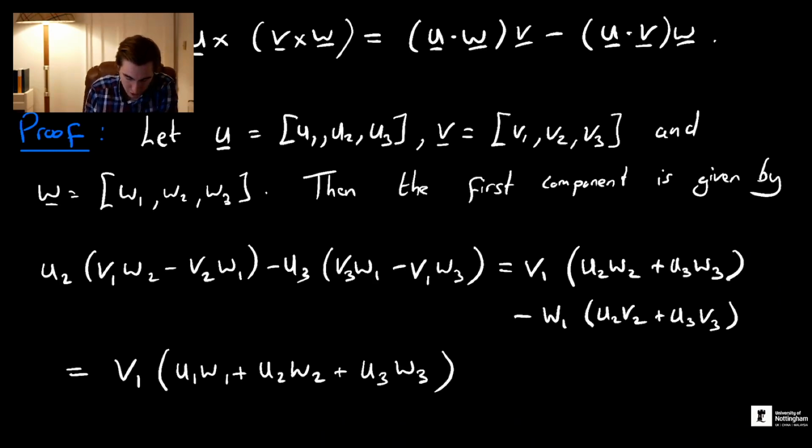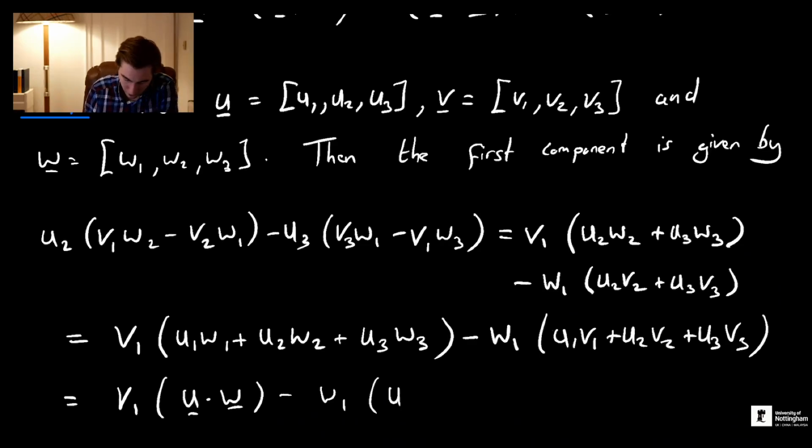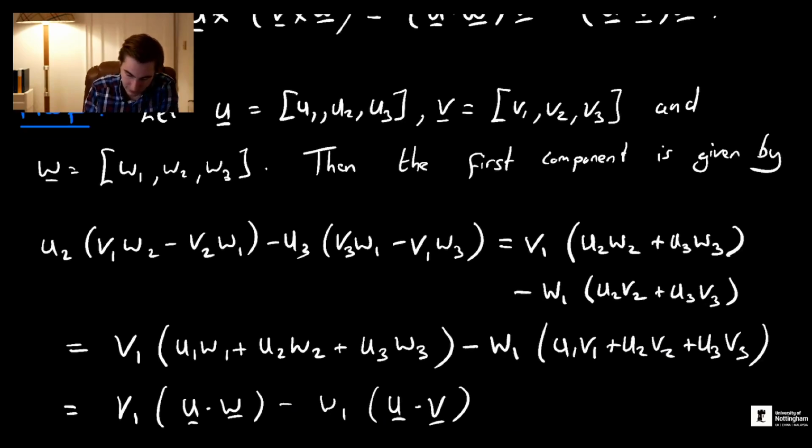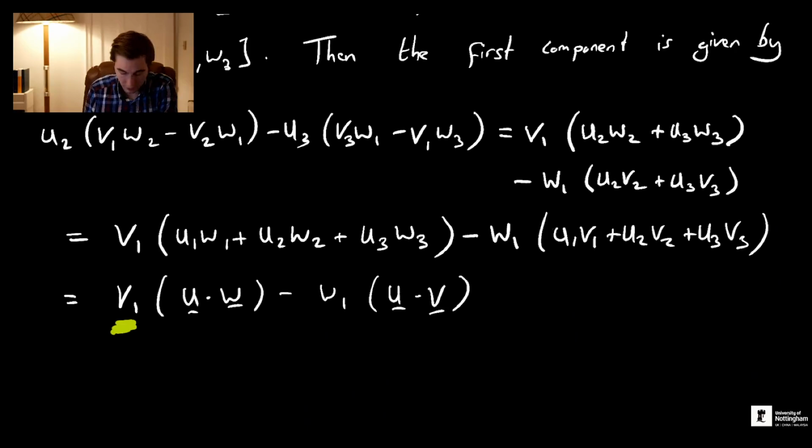And we see here what we've done is we've added on this U1 W1. So in other words, we want to take away V1 times U1 times W1, but we can take that into this other expression and factor out the W1. So then we'd get W1 times V1, or let's write it the other way around. We can write it as U1 V1 plus U2 V2 plus U3 V3, which is equal to V1 times U dot W minus W1 U dot V, which is exactly this expression that we have up here, where we've got the first component of V and the first component of W, which is V1 and W1.